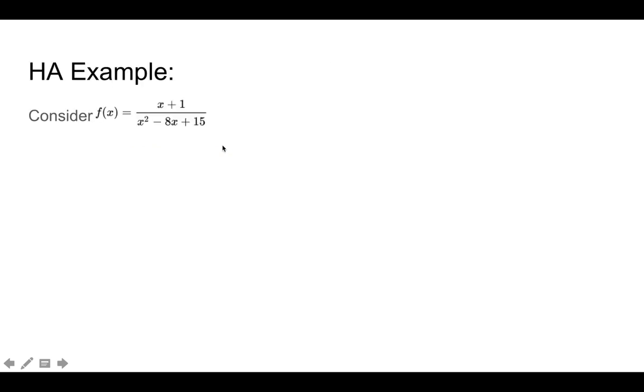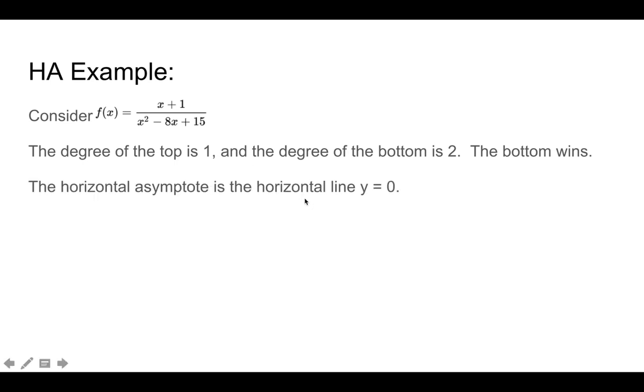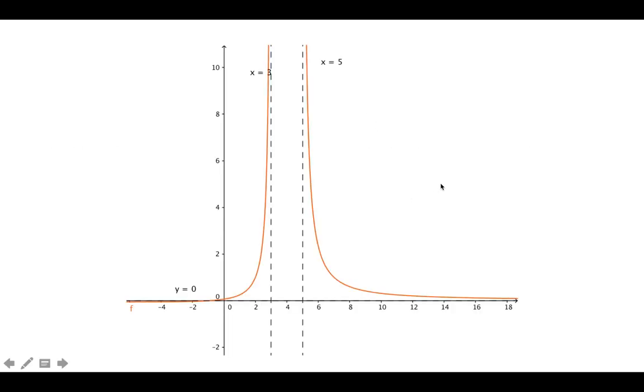Okay, one more example for horizontal asymptotes. In this example, the degree of the top is 1. On the bottom is 2. The bottom wins here. The bottom is bigger in degree. The horizontal asymptote is the horizontal line y equals 0. And here's what the graph looks like.